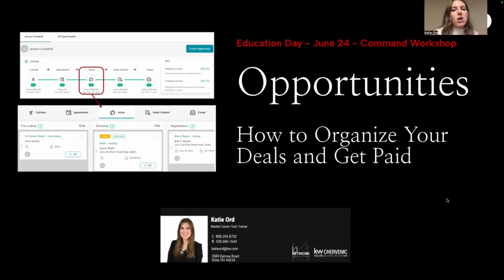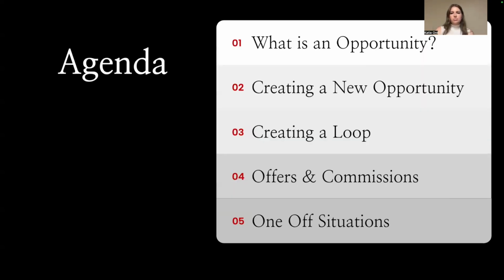And this class is all about opportunities and how to organize your deals. And this is also how you turn in your deals to the market center to get paid. All right, so today we're going to go over what is an opportunity, how to create a new opportunity, creating the loop and dot loop, how to submit your offers and commissions, and then there's different one-off situations that you might see, and how to problem solve for those.